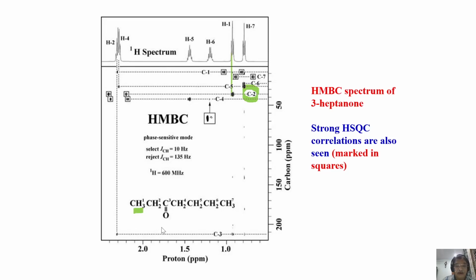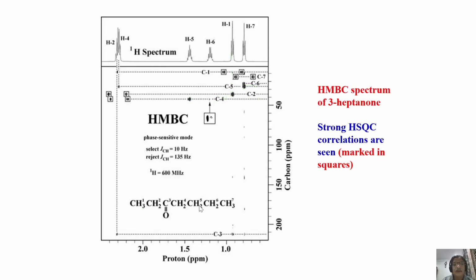Okay, now look at carbon 4. It has a correlation to proton 5. So long range correlation, it can correlate only to this proton. So like this, the HMBC spectrum gives you correlation to protons which are 2 bonds or 3 bonds away. Again, it is a decoupled experiment. Okay.